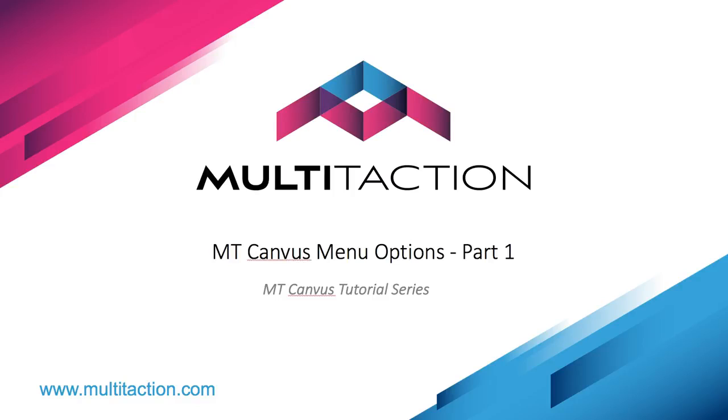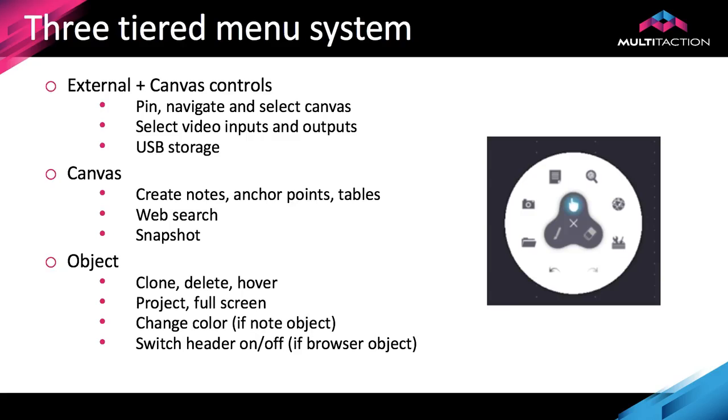In this tutorial, we'll be looking at part 1 of the menu options. There are 3 parts to the menu options within MT Canvus. The first tutorial will focus on external and canvas controls. The second will focus on those menu options that are available on the finger menu on each canvas. And the third and final section will focus on those menu options that are available on each individual object.